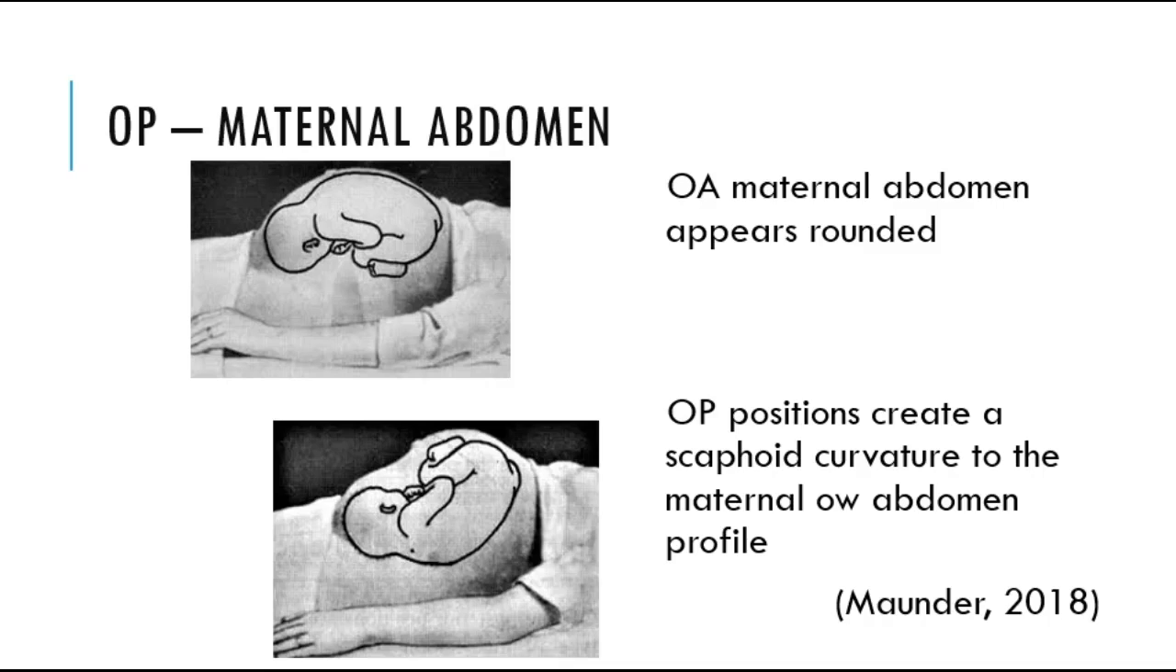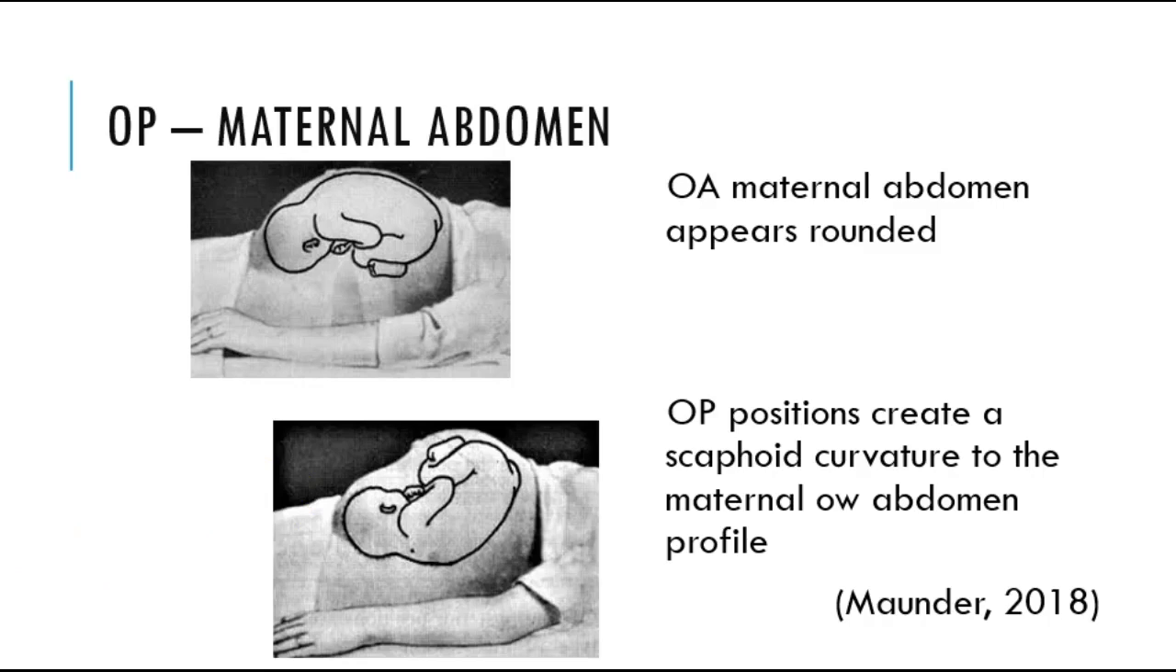And then maternal abdomen. So you can see the baby's OP or OA, but now look at her stomach. You can see that kind of whoosh and that scaphoid curvature. So even just from looking at her, you might have a hunch: I don't think we've got a back across the top. That nice smooth round belly shows we're probably OA.